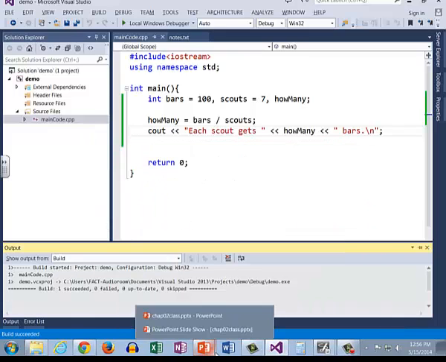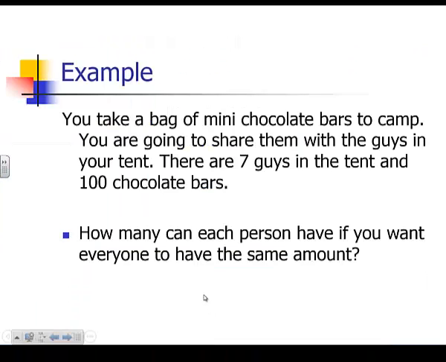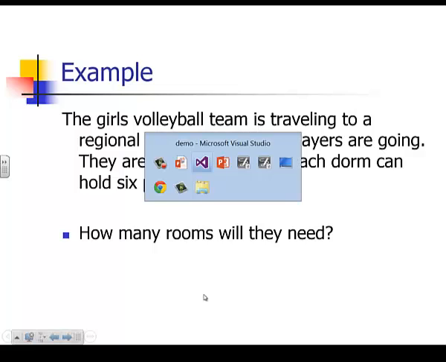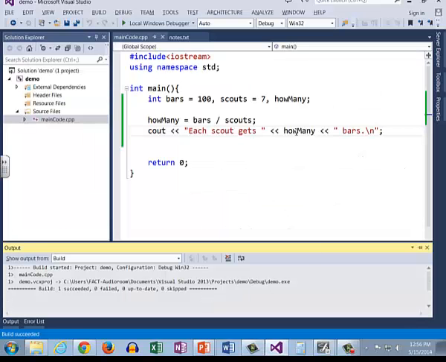Here's another problem that we could create. The girls' volleyball team is traveling to a regional conference. All 26 players are going. They are staying in dorms. Each dorm can hold 6 players. How many rooms will they need? So let's go ahead and do this problem.